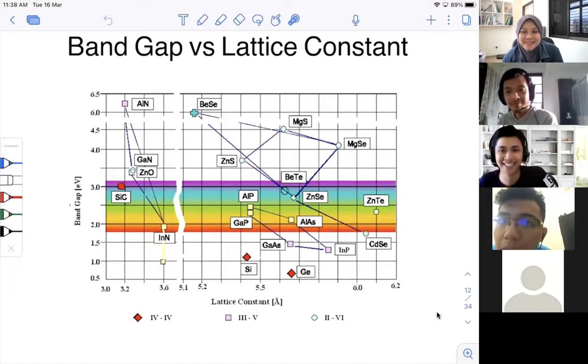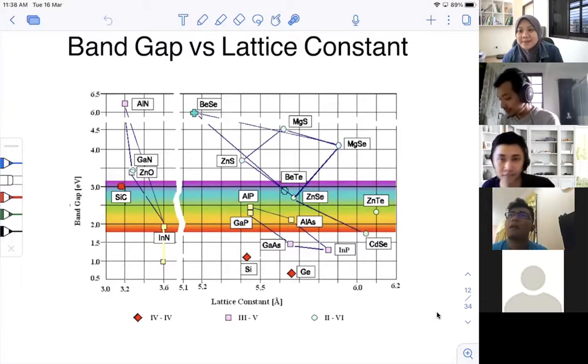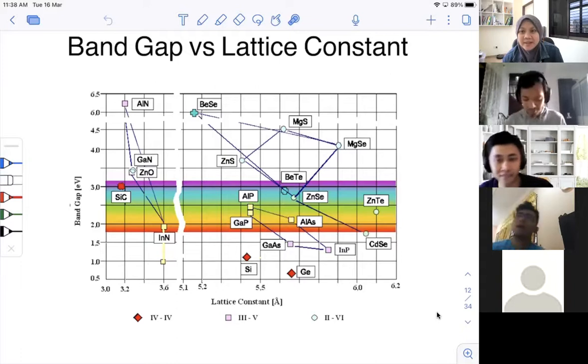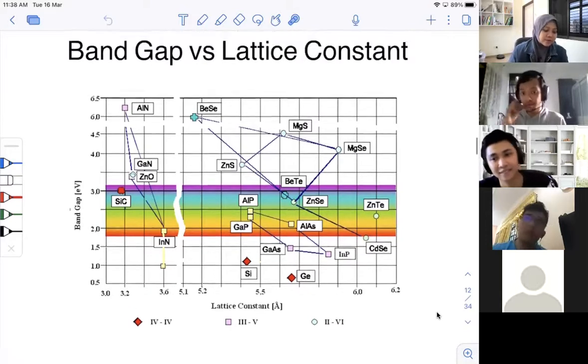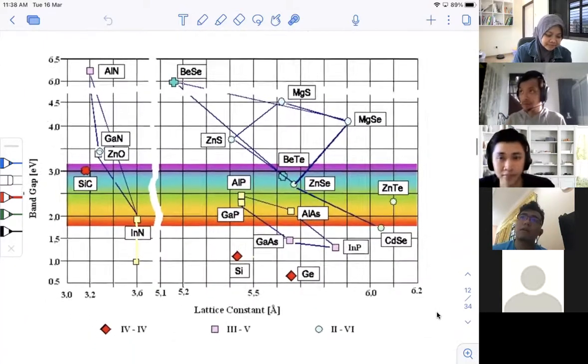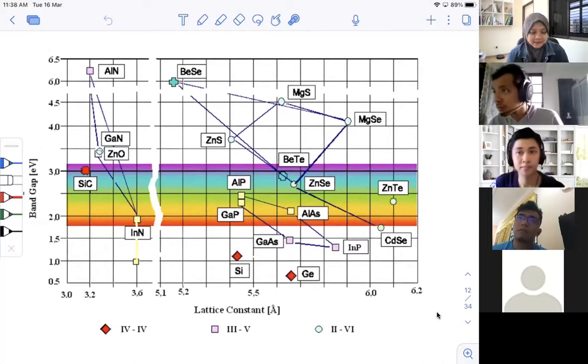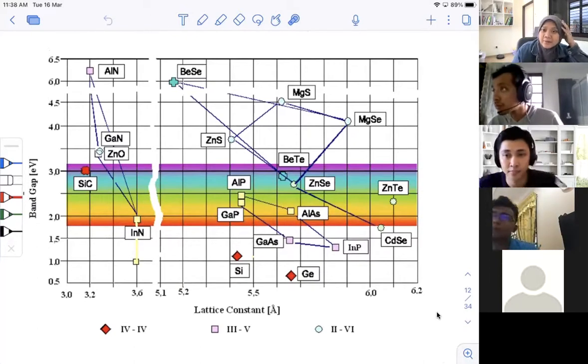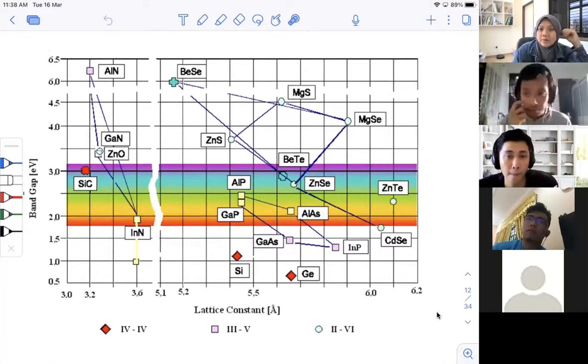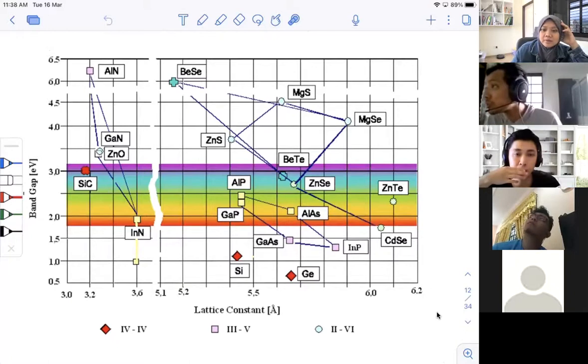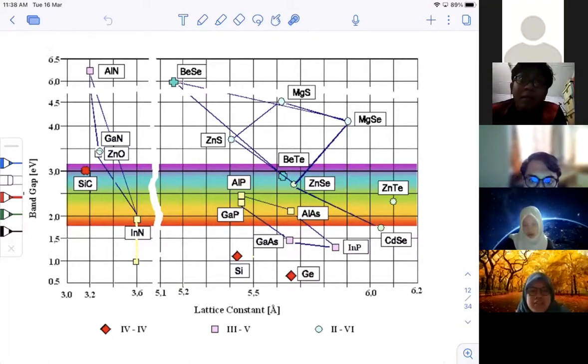Good attempt, but maybe it needs to improve. I'm not saying it's 100% wrong. What else do you understand, the rest of you? Do you understand anything about semiconductor devices? Aiman.